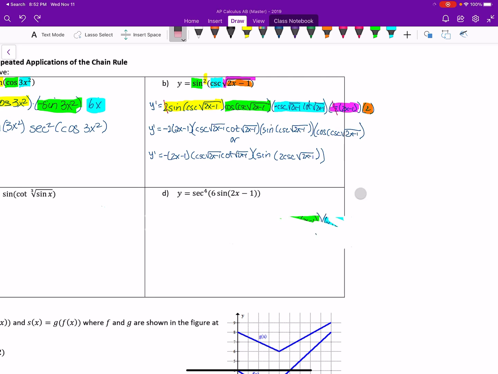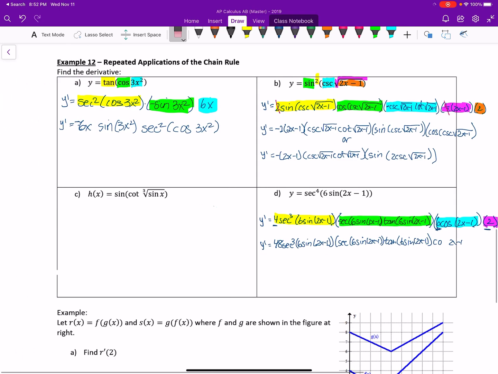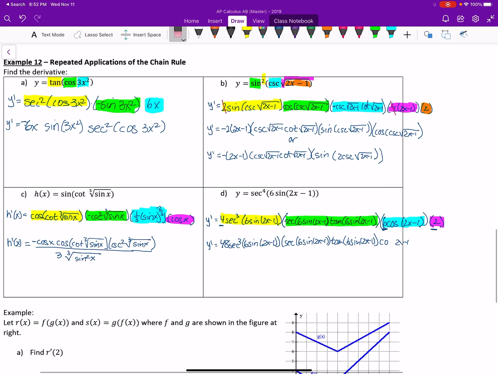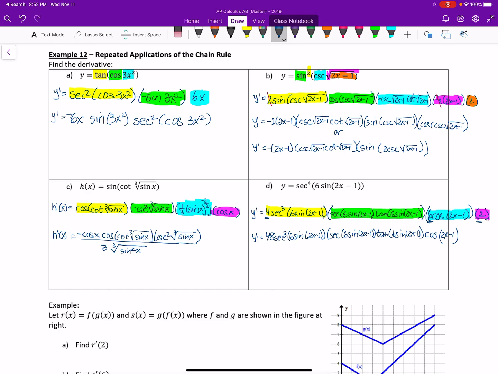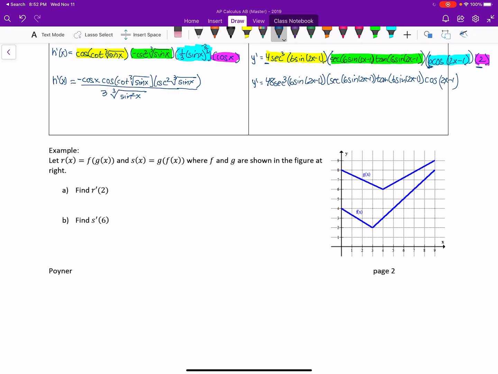I have them here. And the last one is over here. And I think a little bit of this got cut off, so let me fix that. Cosine, like that. B, C, and D.